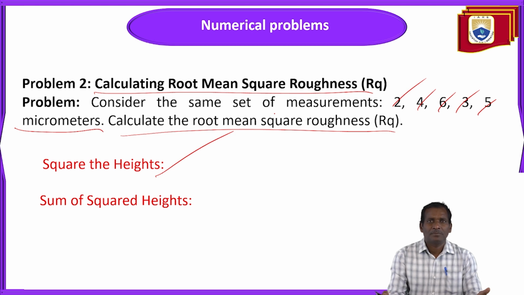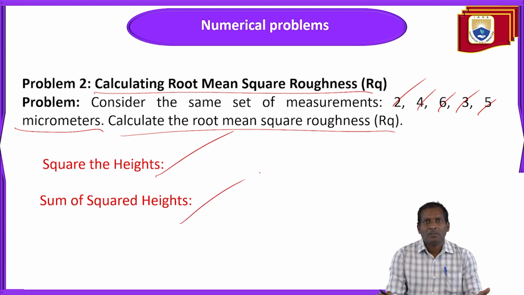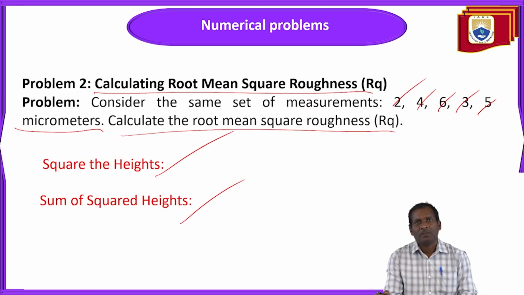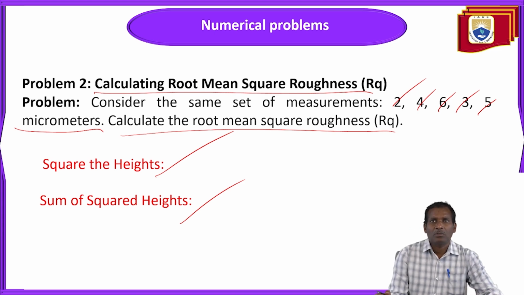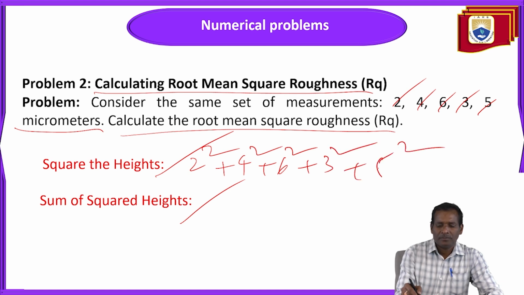Square the heights, then the sum of squared heights. First you need to square the heights. Then take the average of the squared heights, and then the root mean square roughness. So calculating root mean square roughness means squaring the heights. So how many heights are there? 2 squared, 4 squared, 6 squared, 3 squared and 5 squared.